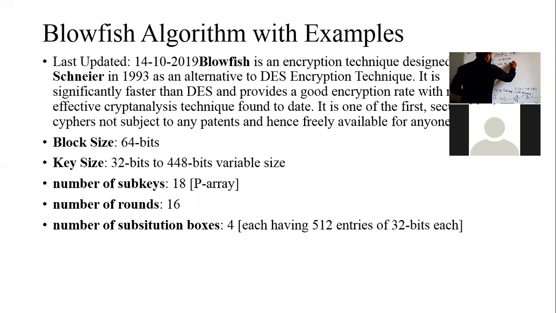Number of S boxes. In this, we use total 4 S boxes. In Blowfish, we use 4 S boxes. S boxes means substitution boxes. Okay. So in Blowfish, we use 4 substitution boxes. And next point is, the Blowfish algorithm also follows the Feistel structure that we used in the DES algorithm. So it also uses the Feistel structure.